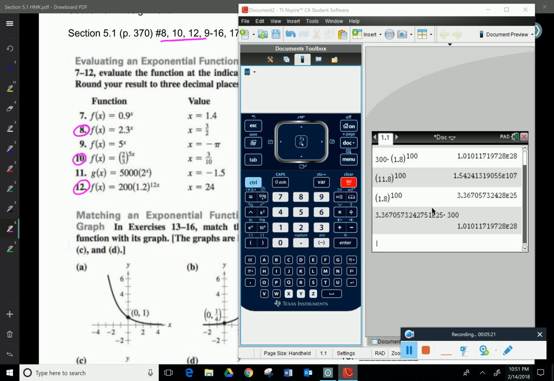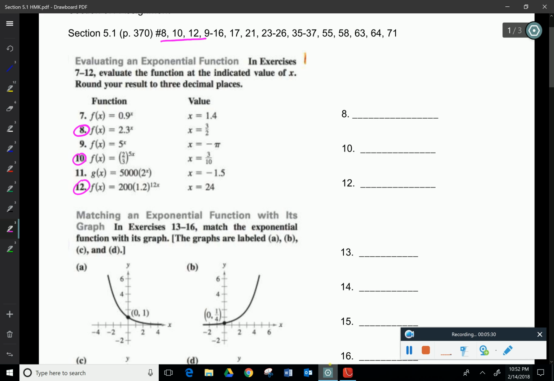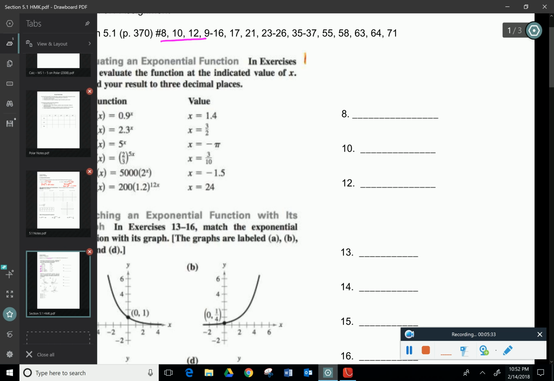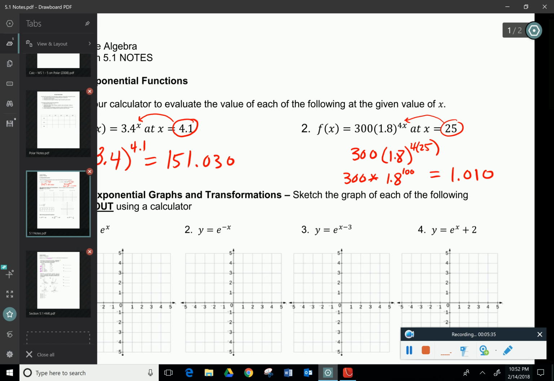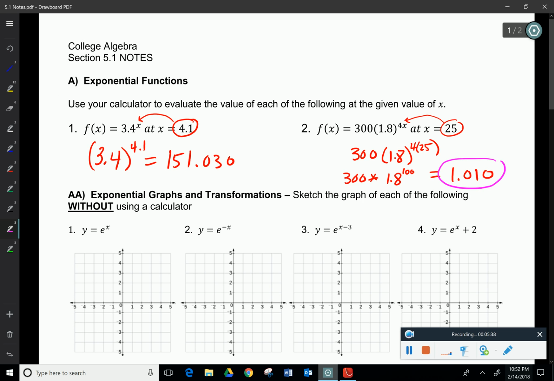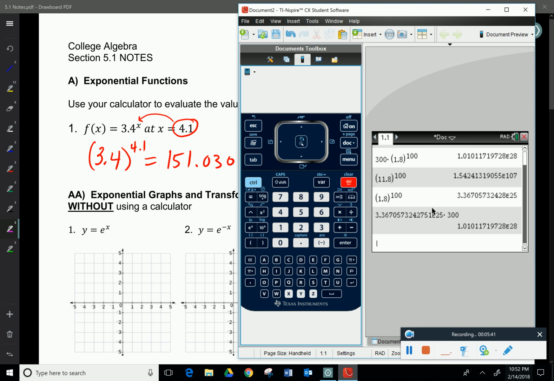Okay, I noticed something that I should have mentioned in the notes on the last problem that we did in the notes. It was this one right here. We wrote down this 1.010, but when we typed it in the calculator, let's see if I still have it. Do you see how at the very end there's the e to the 28? E to the 28, you realize what that means is that's an exponential notation. And what that means is move your decimal place 28 units.